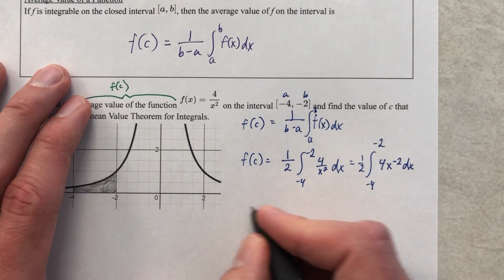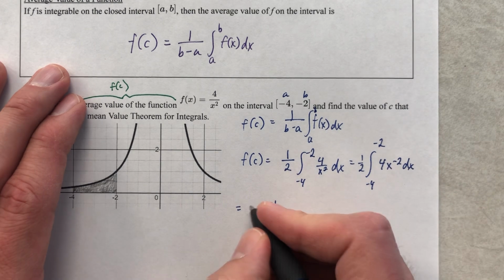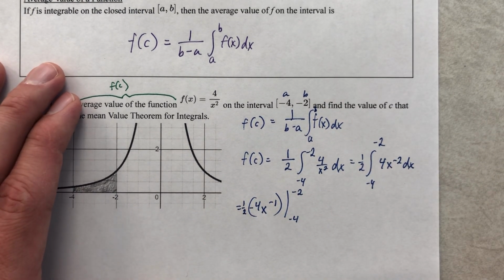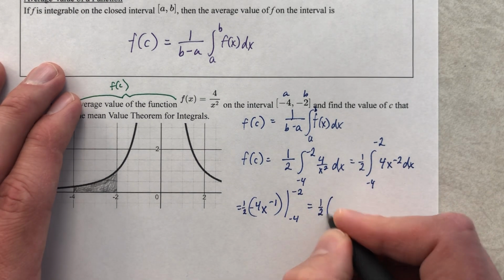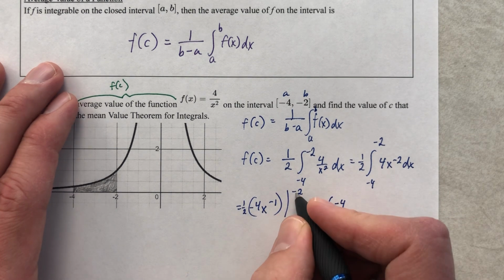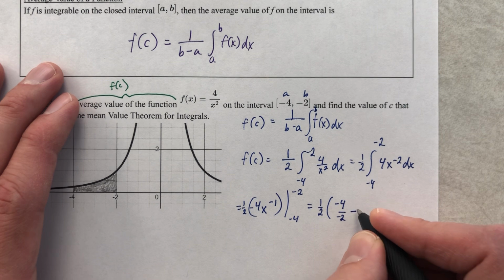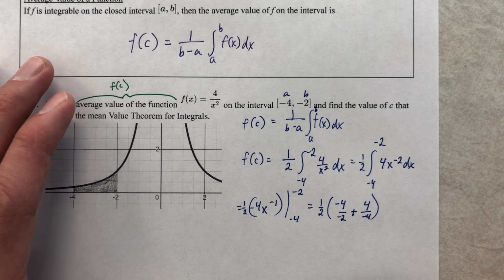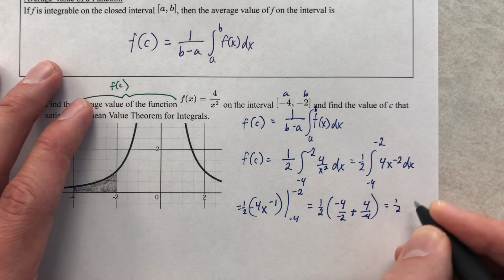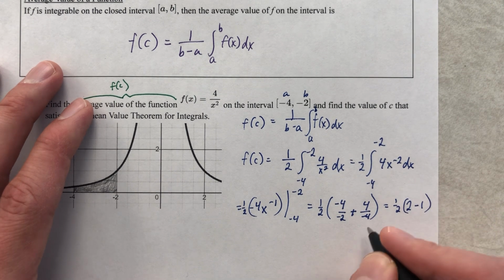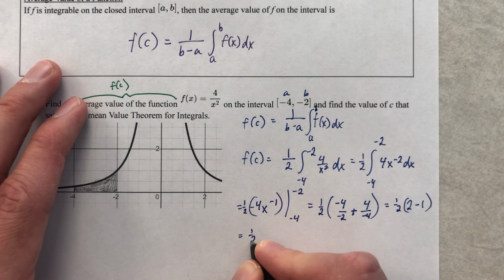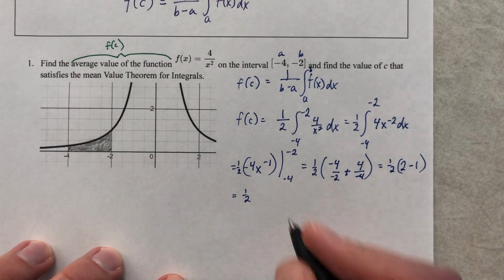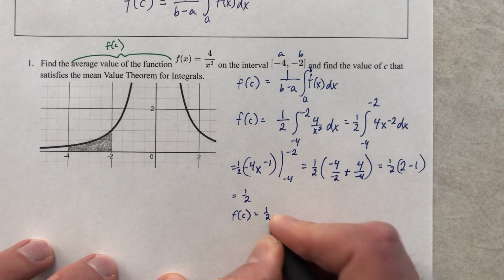Let's add 1 to the exponent. So bringing the work over here. Add 1 to the exponent. 4 divided by negative 1 is negative 4. We're going to take this from negative 4 to negative 2. Don't forget your 1 half. So what we really have is 1 half of negative 4 over negative 2, because it's to the negative 1, so negative 2, minus negative 4 over negative 4. And that is going to give me 1 half of 2 minus 1, which gives me 1 half. Okay, the average value is 1 half. Just to be clear to whomever might be grading my paper later, I would say that f of c equals 1 half. Okay, great, done.